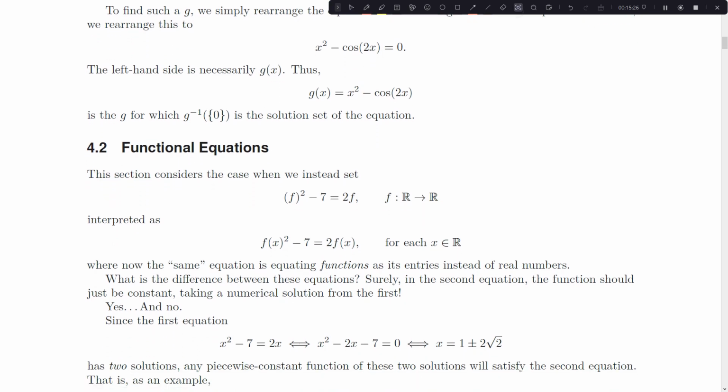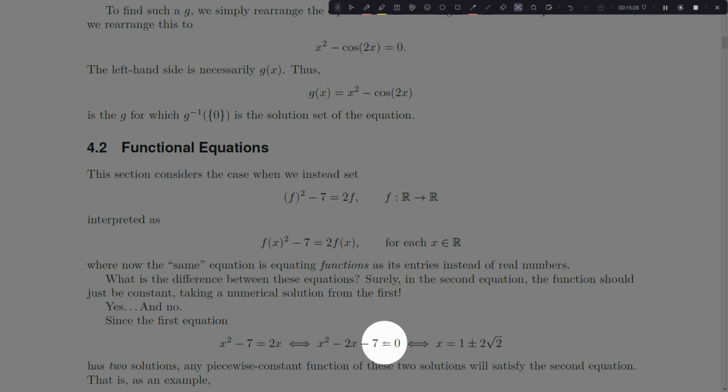The first equation has two solutions. I can use my quadratic formula, right? If I shift my 2x to the left-hand side, all of a sudden x squared minus 2x minus 7, I use the quadratic formula, and I get 1 plus or minus 2 root 2. Fine. I have two solutions when it comes to the numerical equation. I'm interpreting the equation numerically, I have two solutions.